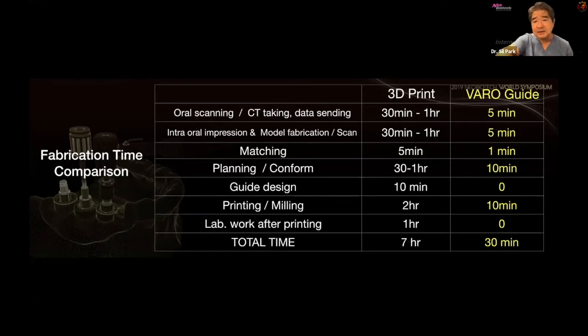As you can see, the actual working hours from the lab technician's point of view take around 7 hours for printing one guide and finishing it, while the VARO guide took about 30 minutes. So there's a big difference. If you have an in-house lab, you may consider using the VARO guide to increase the production of your lab too, because as you can see, the actual laboring and fabrication time is quite a big difference, 7 hours versus 30 minutes.